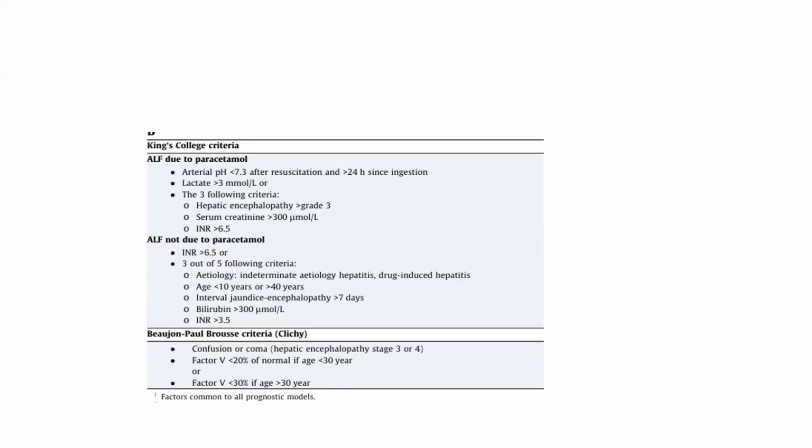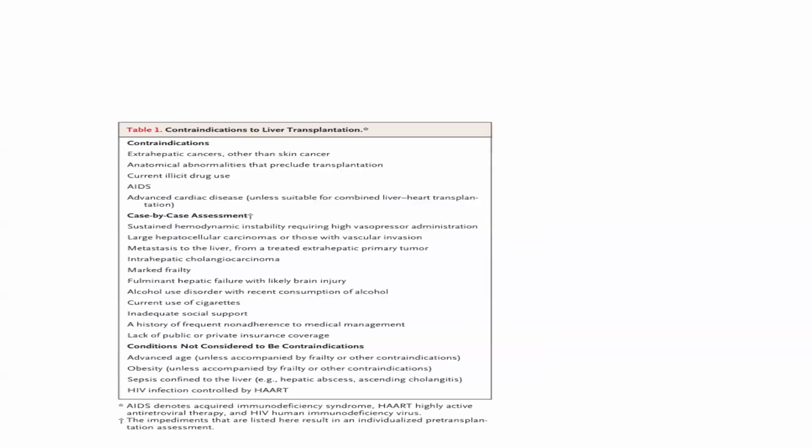And then there is the Clichy criteria for liver transplantation. That is hepatic encephalopathy grade 3 to 4, factor V less than 20% of normal if age is less than 30, and factor V less than 30% if age is more than 30.